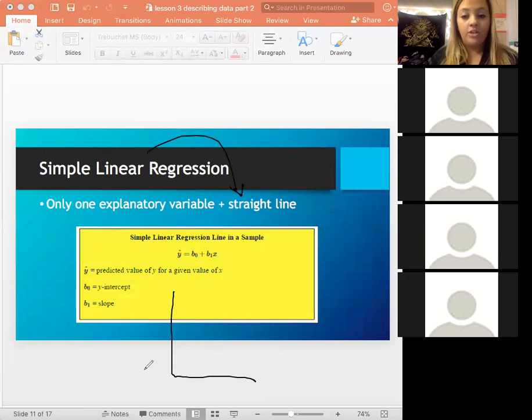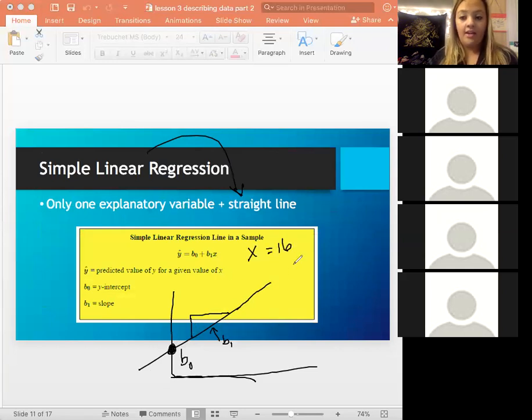So if we did an example, if I put the dot here, this is going to be my y-intercept because this is our y-axis. So this is b subscript 0. And then our slope is going to be whatever, rise over run, if you guys remember that. So our slope is going to be whatever that is. And then y-hat is our predicted value of y for any given value of x. So, for example, if the x that I had is 16, then my predicted y, that's what I'm trying to find. So let's say that this was 16. That means that my y-hat would be here. It's the predicted value. So basically I'd have 16 comma y-hat because that's what we're trying to solve. And then you use this equation to solve that. So that's where that comes from.